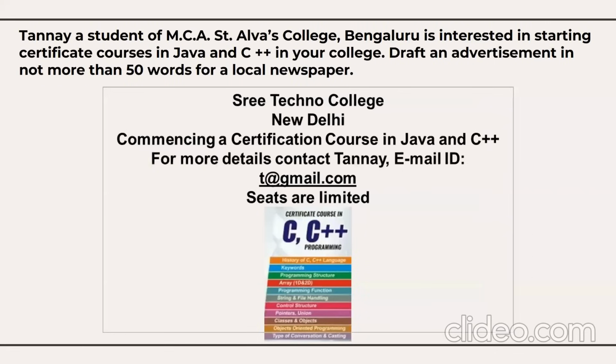Next, we have one more example here. Tanmay, a student of MCA, St. Alva's College, Bangalore, is interested in starting certification courses in Java, C++ in your college. Draft an advertisement in not more than 50 words for a local newspaper. So: Sri Techno College, New Delhi, commencing a certification course in Java, C++. For more details, contact email ID, etc. And you can add the poster or the brochure here. So this is one of the examples of advertisement writing.